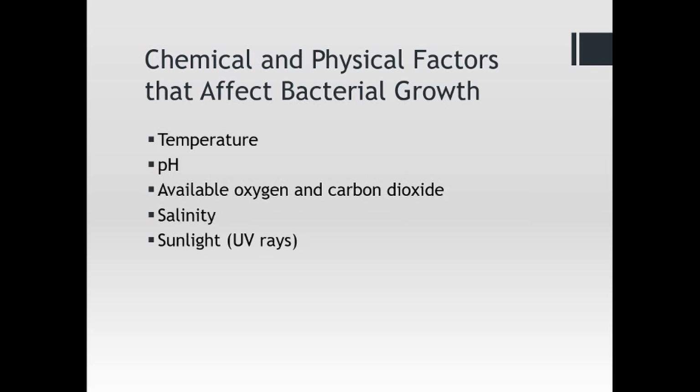What are some chemical and physical factors that can affect their growth? So nutrients can affect their growth, but temperature can. The ambient temperature outside, the temperature of the body, the pH of the environment that they're living in, available oxygen and carbon dioxide that's available to those microbes, salinity or the salt content, and sunlight, specifically the UV rays. Those are all factors that will affect their growth in one way or another, whether benefiting them if it's their optimal temperature, for example, or hindering or retarding their growth if it's not the optimal temperature.